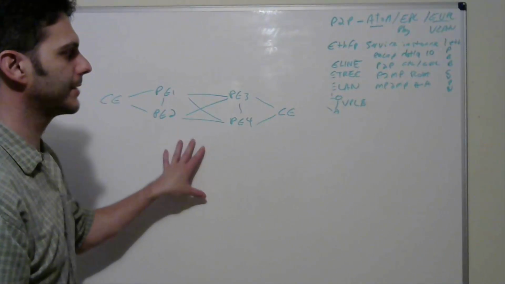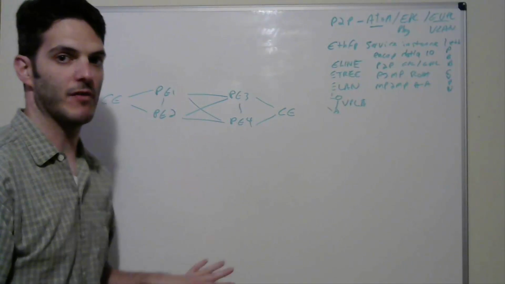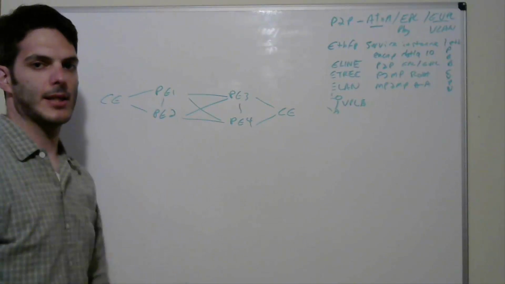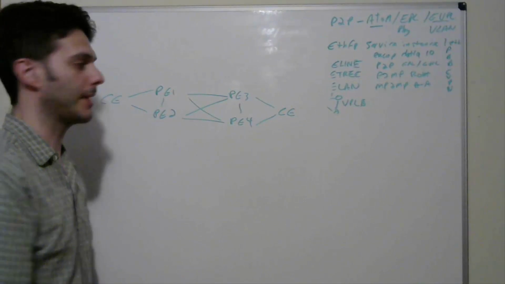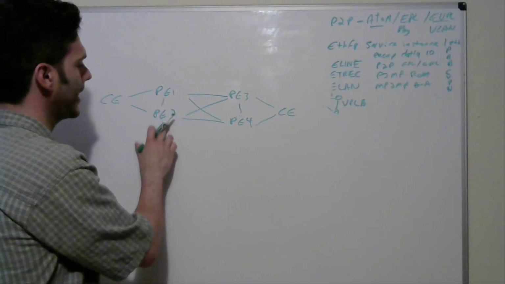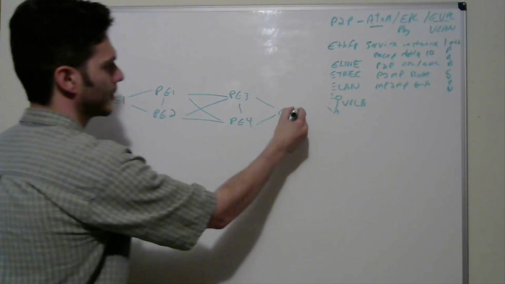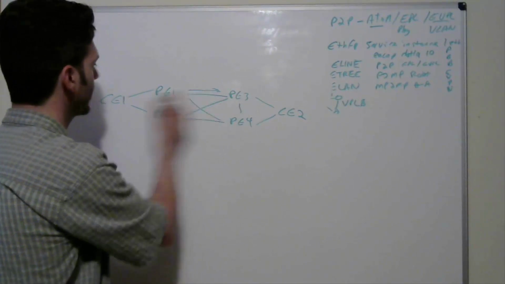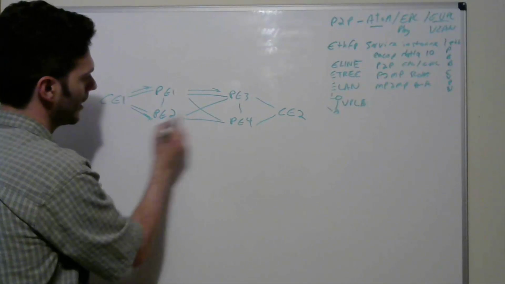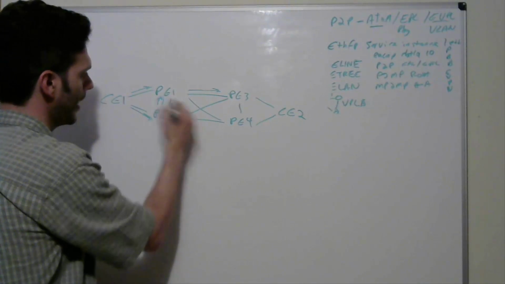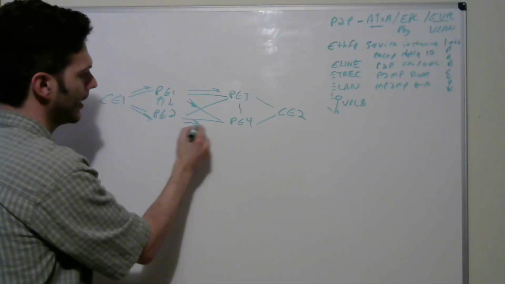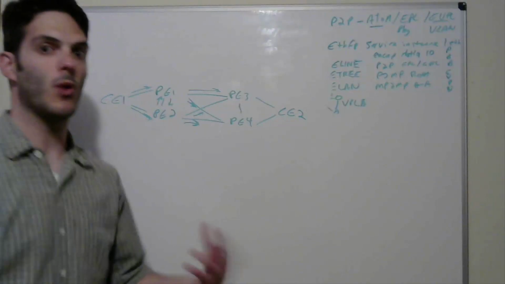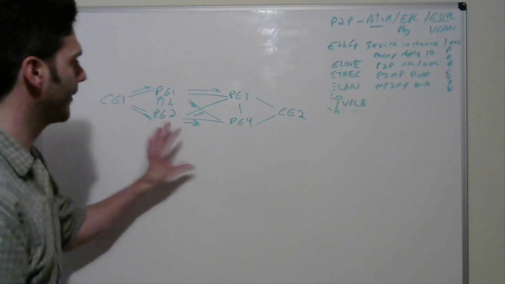Where VPLS and HVPLS fall flat on their face here is that only one connection can be active at a time. So that would mean that if I'm going to be taking data from customer edge 1 and sending it to customer edge 2, with VPLS, you would be propagating the MAC addresses this way, this way, this way, this way, this way, this way. I mean, you get the point. It'd be propagating it, but it's in the data plane, which means what? I can loop. I don't want to have a loop.